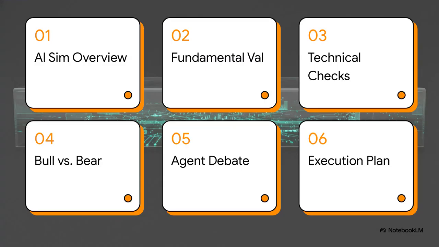Here's our roadmap for this explainer. First, an AI trading simulation overview. Next, a fundamental valuation breakdown, followed by a strict technical indicator checklist. After that, we'll synthesize bull versus bear arguments, deconstruct the internal agent debate, and finally, extract an actionable trade execution plan. Let's get to it.